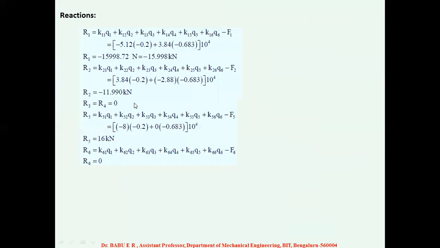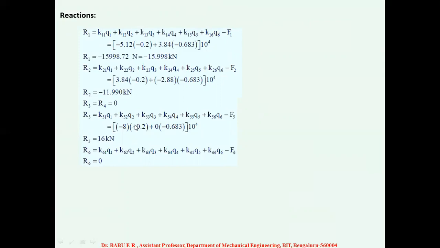And the last one is we have to find out the reactions. Reactions will result at two nodes, node 1 and node 3. At node 1, it will result in two reactions, one along x direction and one along y direction. R1 is the reaction along x direction, R2 is the reaction along y direction. Similarly, we have to find the reaction at node 3. At node 3 the reactions are R5 and R6. R5 is along x direction, R6 is along y direction.